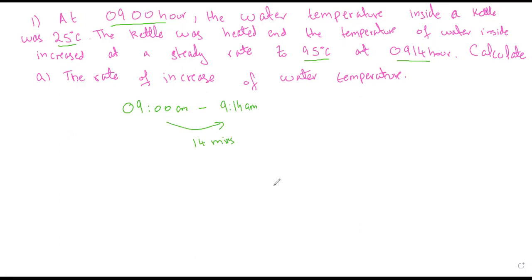From 25 degrees to 95 degrees, and this is an increase of 70 degrees. अभी, I did not read what I had to find. अभी, I am just discussing what we have been told. Okay, calculate the rate of increase of water temperature. Rate means change in any quantity with time. Okay, change in any quantity with time.